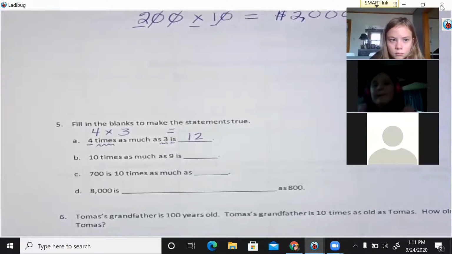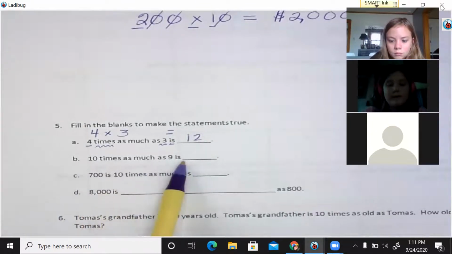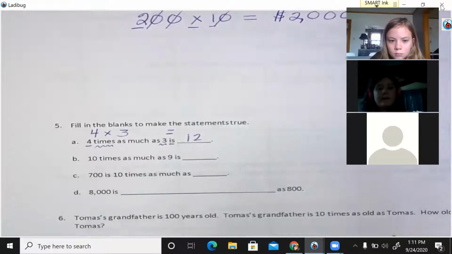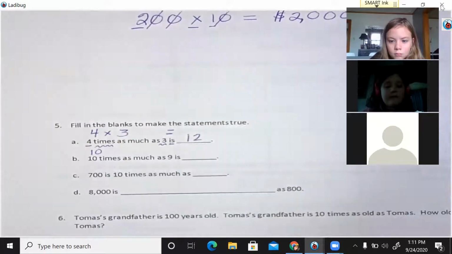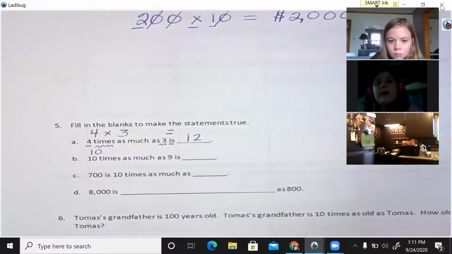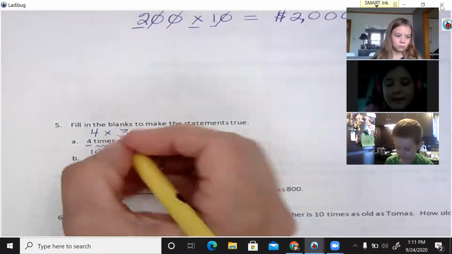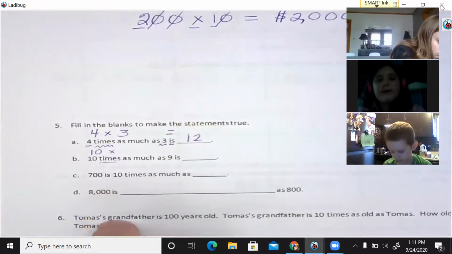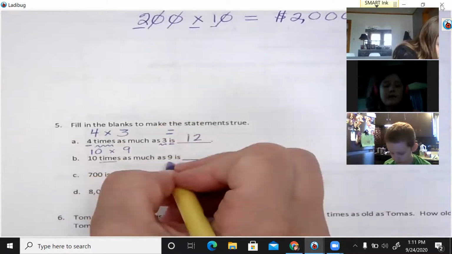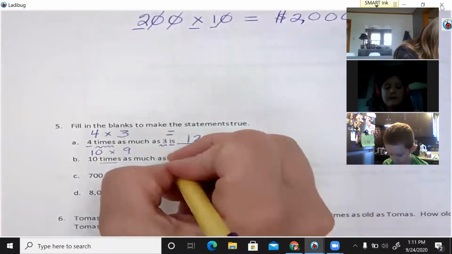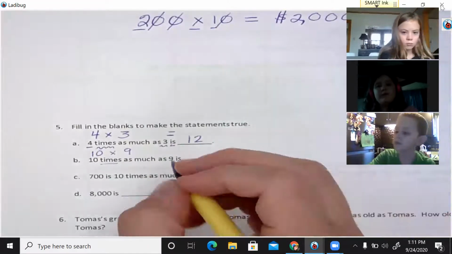Yes. Okay. Letter B, I see 10 times as much as 9. What number should we start with? 10. Okay, and then what comes next? 9. Well, we don't want to skip down. We have some words here. Yep, times, and then? 9. Good. All those words there, as much as 9, is just a simple 9. And then what does that word is, what symbol is that? An equals mark.